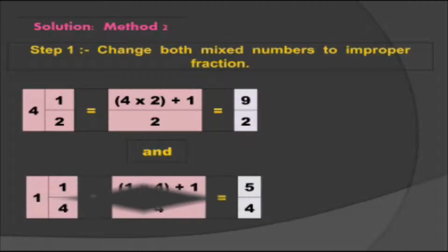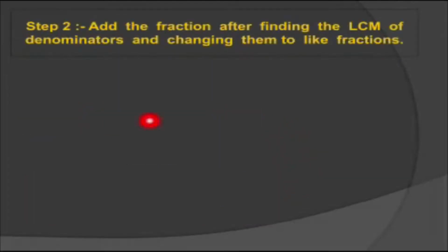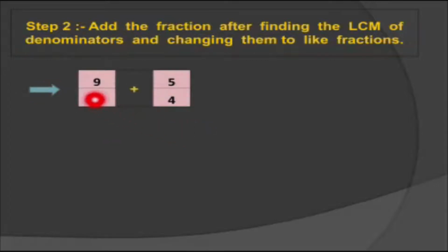And we have 1 and 1 by 4. Again we are multiplying the whole number with the denominator, that is 1 multiplied by 4, and adding the numerator 1. 1 four is 4 and 4 plus 1 is equal to 5. So here we are getting 5 by 4, right? Now we can see the denominators are different again. So what to do? Step 2 says to add the fractions after finding the LCM of the denominators. So we need to find the LCM of the denominators first, right? Here the denominators are 2 and 4.